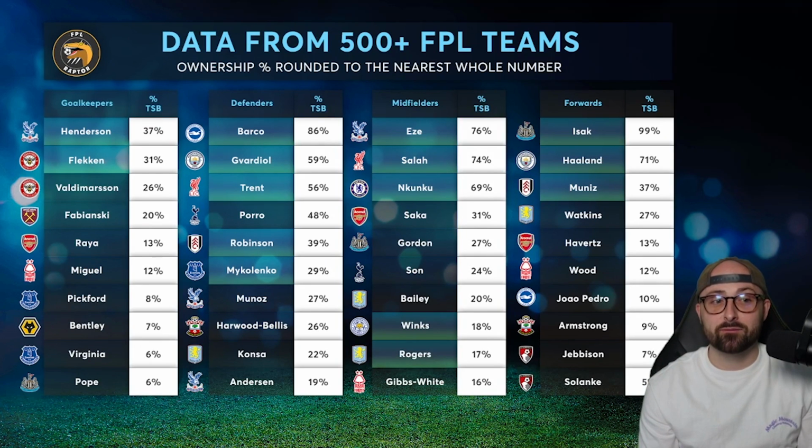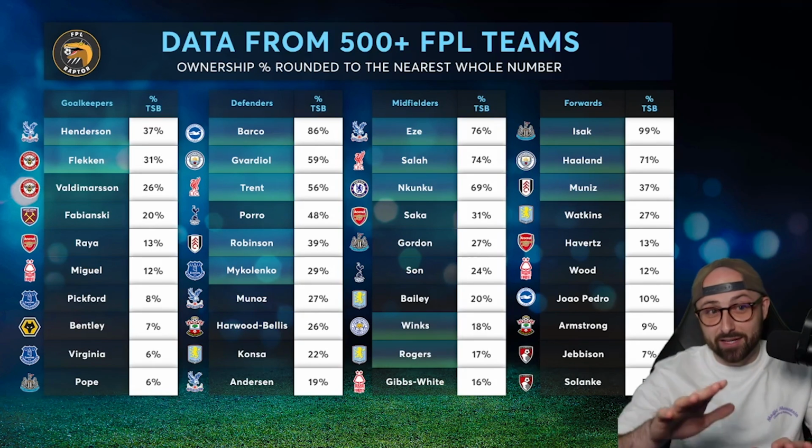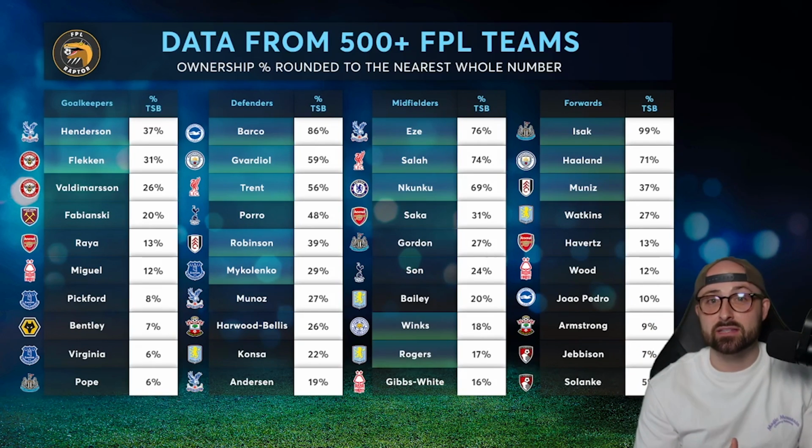Raya, despite being the 5th most highly owned goalkeeper, still only down at 13%. And as you can see on the defenders list, there are no Arsenal defenders in the top 10. So Arsenal defence is not being covered. If you want your way to differentiate, that is it. You've then got Miguel with 12%. Miguel's not going to start. It looks like it will be Sells. So get rid of Miguel if you've got him and put Sells in instead.